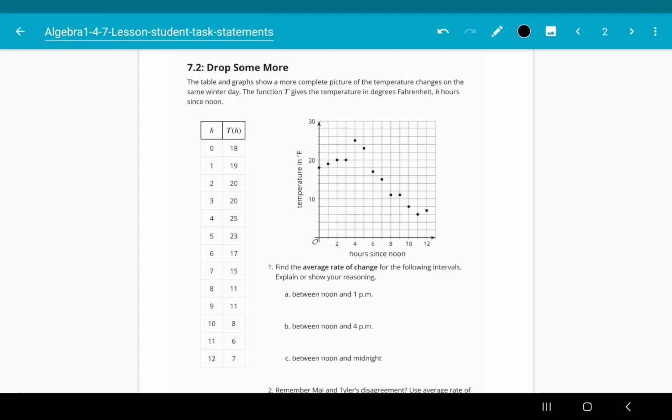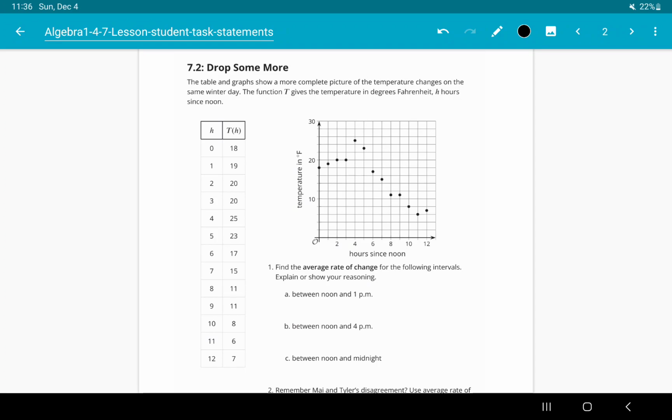Table and graphs show a more complete picture of the temperature changes on the same winter day. The function T gives the temperature in degrees Fahrenheit, h hours since noon. Find the average rate of change for the following intervals. Explain or show your reasoning. Between noon and 1 p.m., between noon and 4 p.m., between noon and midnight.